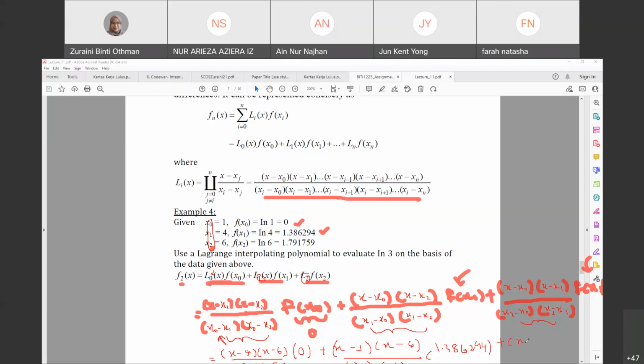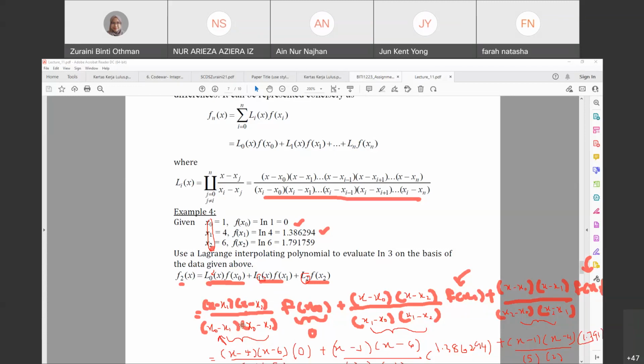Which mean X tolak 1 darab dengan X tolak 4. And yang belakang ni ialah 6 tolak 1, 5 darab dengan 6 tolak 4 ialah 2. Okey, yang ni ialah darab dengan 1.751, macam tu. 1.759. Okey.